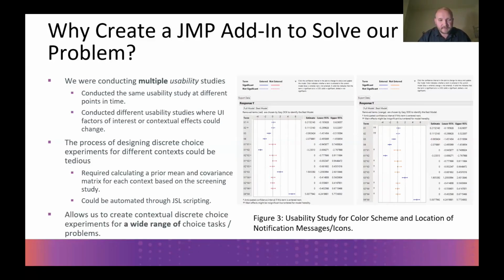And then lastly, this framework of contextual discrete choice experimentation can be used for a very wide range of choice tasks. It's not confined to just usability studies, but for any kind of study where you need users to state their preferences among multiple options. So we wanted to create this add-in not only as a way to help ourselves, but also so that other people could use the add-in as well to solve their problems.